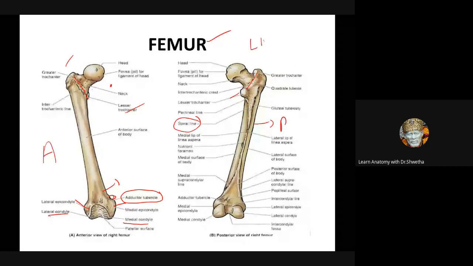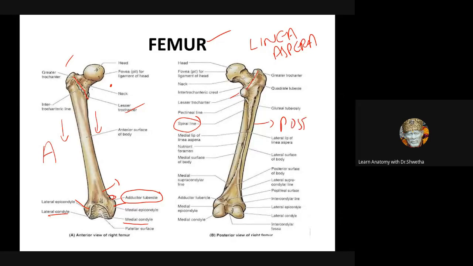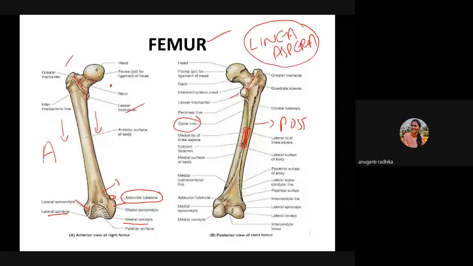Any idea what is linea aspera? I will tell you what it is. Now see here, students, in the femur the medial border and the lateral border are not at all defined because the contour does not have a definite margin or boundary, but the posterior border is very well defined in the posterior aspect of the femur in the middle third. That is called linea aspera. Can someone tell me what should be the function of this linea aspera, students? What do you think is the function of linea aspera? Muscle insertion, please. Excellent.